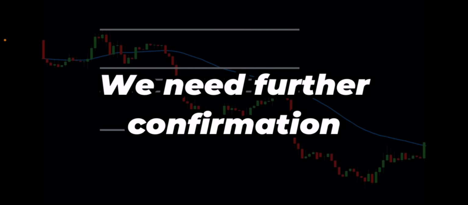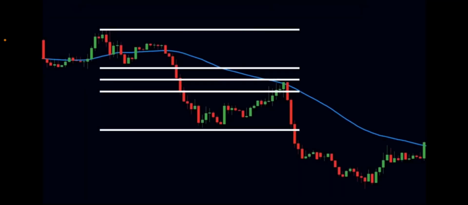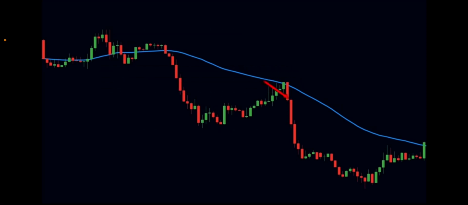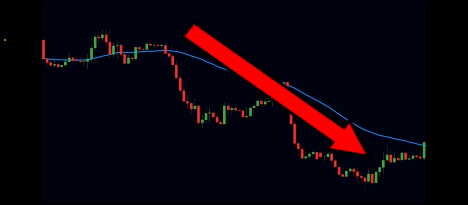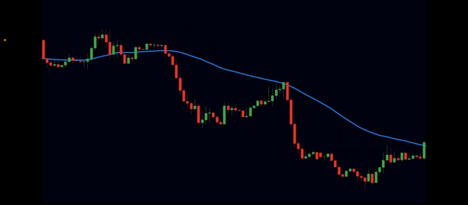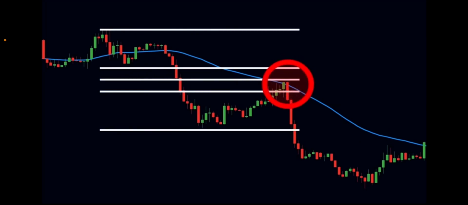We need further confirmation. When the pullback develops further, we see that the 50-period moving average coincides with the 50% retracement level. If you remember, we established earlier that the 50-period moving average also acts as a level of support and resistance. Since we are in a downtrend, we expect the 50 moving average to provide resistance to the price. So, when the price touches the 50 retracement level and the moving average, we expect sellers to come in and take the prices lower. The retracement tool and the moving average coincide at the same level, which provides confirmation to the trade. So we can enter on this candle.